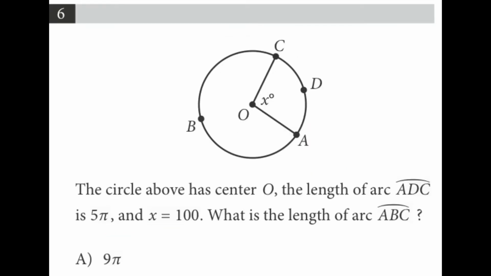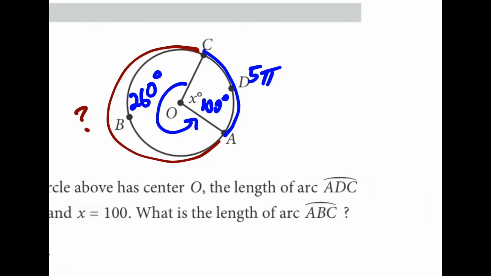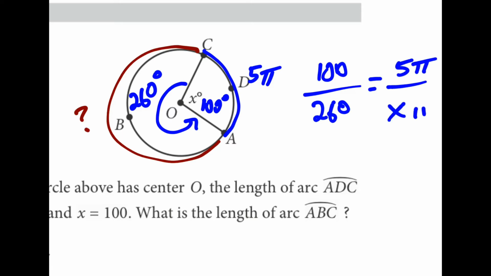Number 6 we can set up as a proportion. This degree in the middle is 100 degrees, this angle in the middle, which means this other angle must be 260 degrees. And this first arc length we know is 5 pi. So what is this other arc length? That's unknown. So we can set up our proportion as 100 is to 260, as 5 pi is to some unknown pi. And the pi's can just kind of cancel out if we wanted to, and then we'll figure that out in a moment.